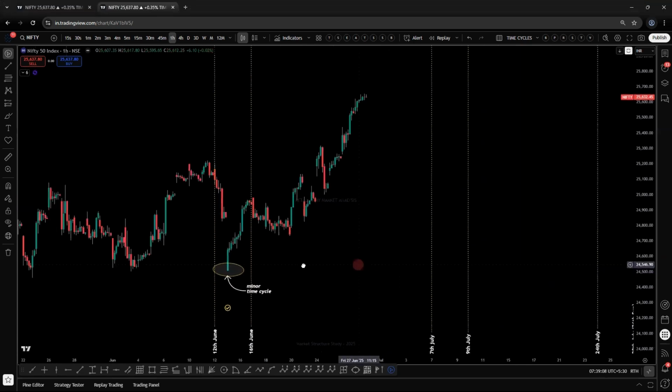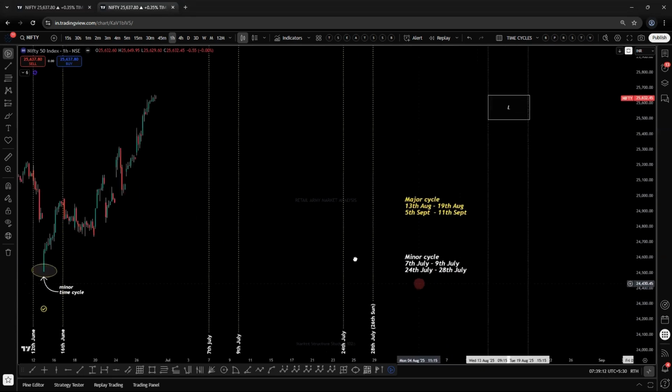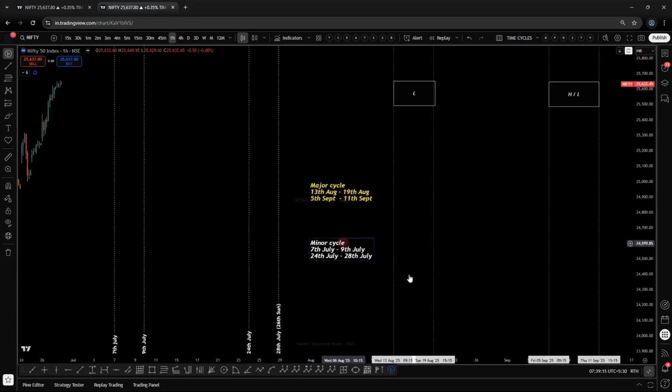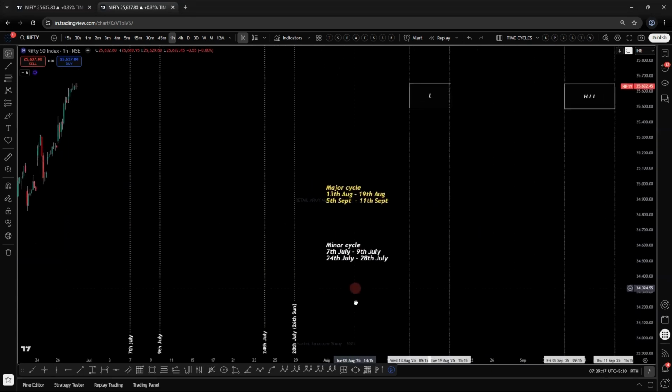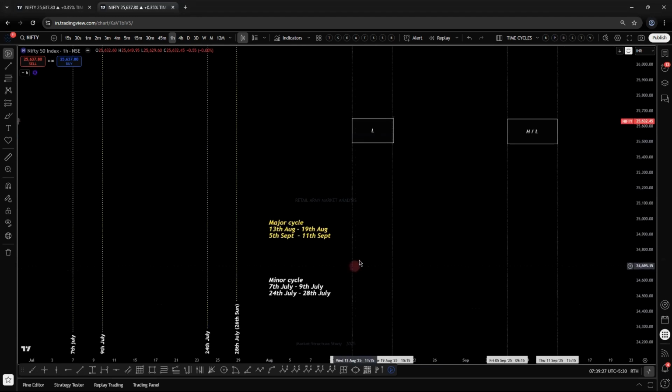Now, for the next 3 months, what are the key dates here? You can just take a screenshot here. I've already noted them. The first time zone is between 7th to 9th July. Then your 24th to 28th July. 26th is a holiday, so we're taking 28th. Then we have August 13th to 19th and 5th September to 11th.